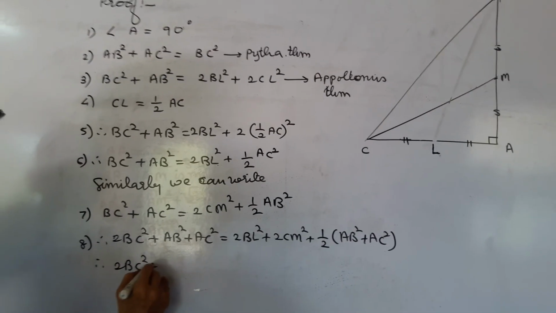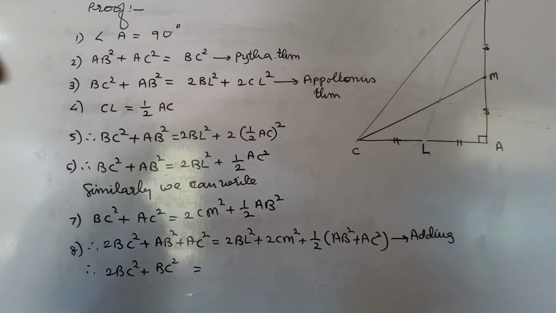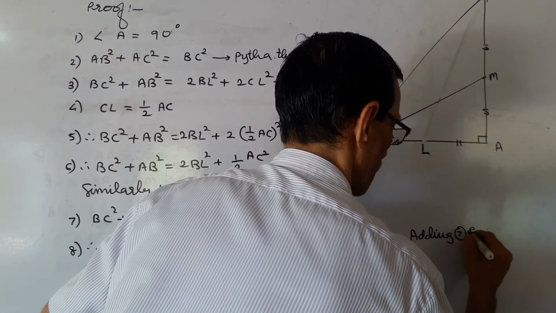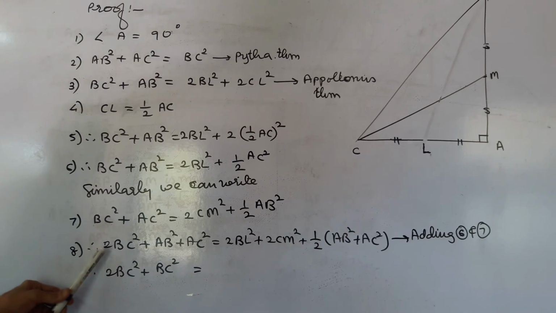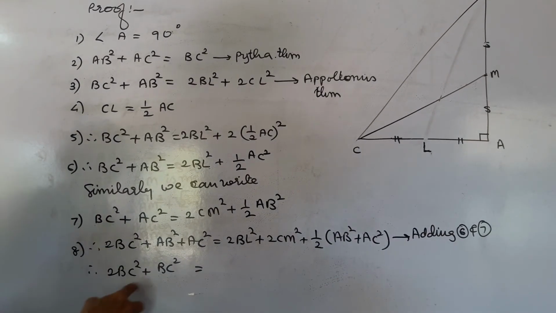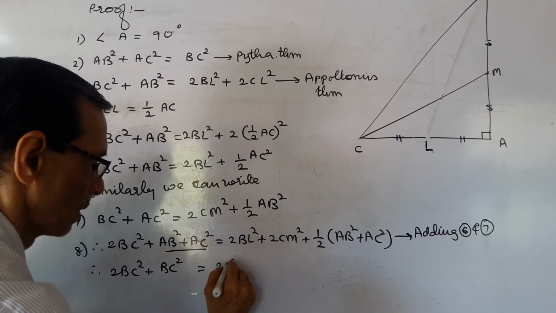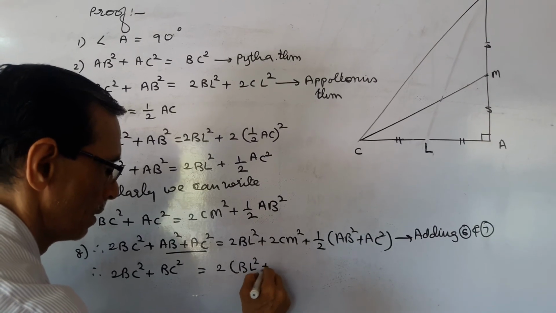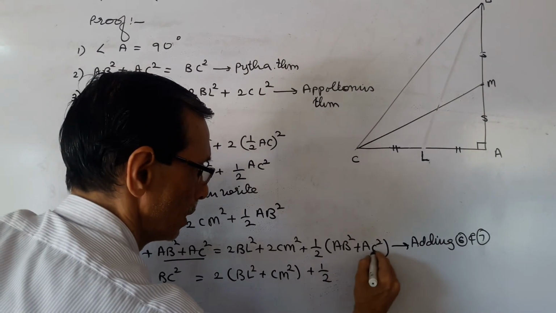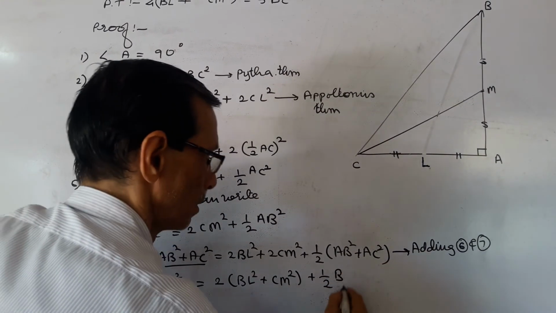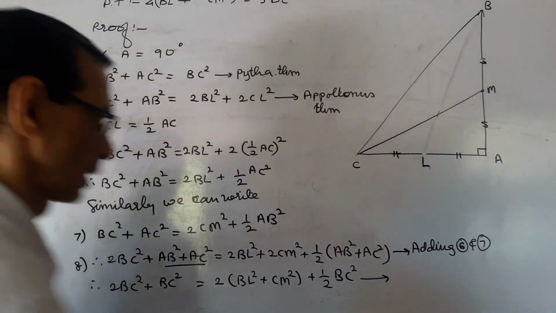Therefore we get 2BC square plus BC square, adding 6 and 7. This is equal to 2 common, BL square plus CM square, plus half AB square plus AC square, and AB square plus AC square equal to BC square. So this we got from 2nd and 8.